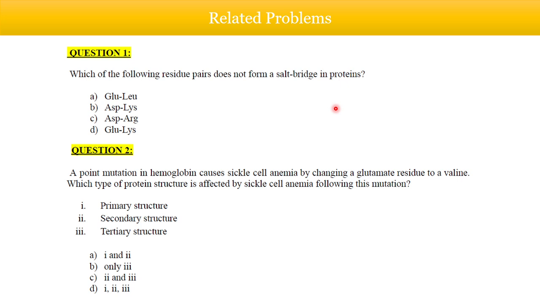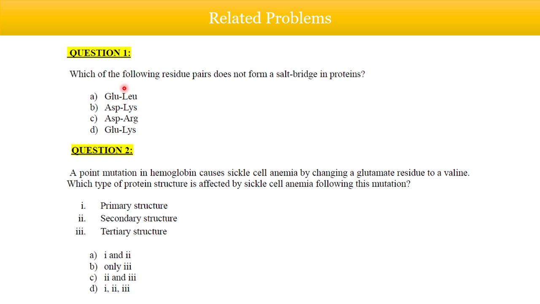So salt bridge interaction occurs between differently charged residues, a positive and a negative, or a negative and a positive. So you see, for all of B, C, D, there is a negative-positive pairing. So there is a charge interaction occurring, and all of B, C, D can form salt bridges. The glutamic acid and leucine cannot form a salt bridge. So option A is the correct one.